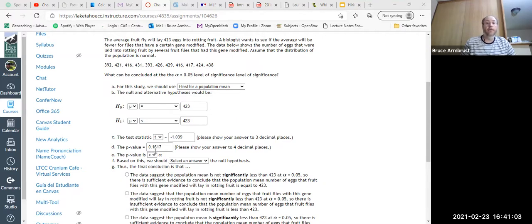Okay, so because the p-value is bigger than alpha, I don't think the null hypothesis is wrong. So I'm not going to reject it. We only reject if our p-value is less than alpha. So I'm not going to reject. So then, do I fail to reject or do I accept the null hypothesis? Which of those do I do?